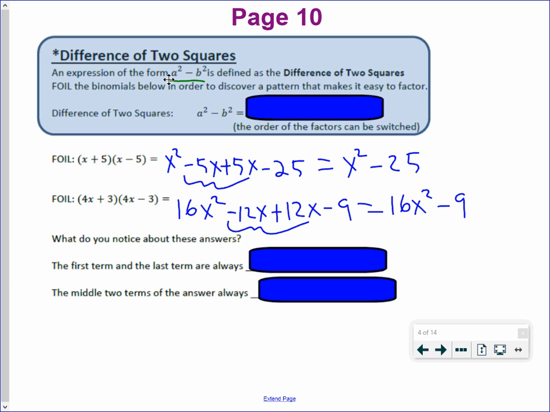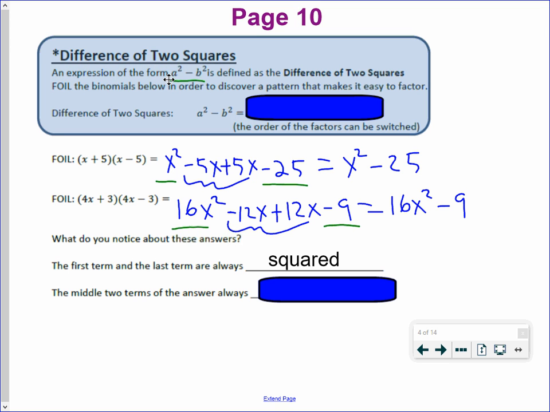So what do we actually notice about these answers? The first thing you can see is that the first term and the last term are always squares. If we look at the things that we were FOILing, we have x squared and we have minus 25. Those are both squares of whole numbers, right? If you square x, you get x squared. You square 5, you get 25. Same thing here, 16x squared. If you square 4x, you get 16x squared. And if you square 3, you get 9. So the first and the last terms are always going to be squares.